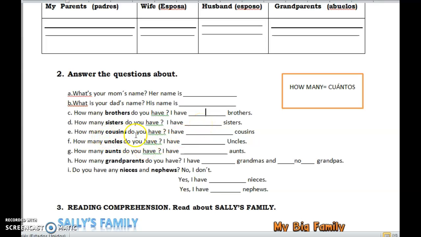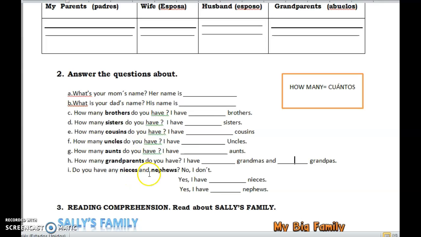How many cousins do you have? ¿Cuántos primos tienes? I have 20 cousins. I don't know how many cousins I have, but I'm going to write this as an example. I have 20 cousins. How many uncles do you have? How many aunts do you have? ¿Cuántos tíos, cuántas tías tienes? How many grandparents? ¿Cuántos abuelos tienes? I have, for example, 1 grandma or 2 grandmas. And grandpas, I don't know, número de abuelas, grandmas, y abuelos, grandpas.